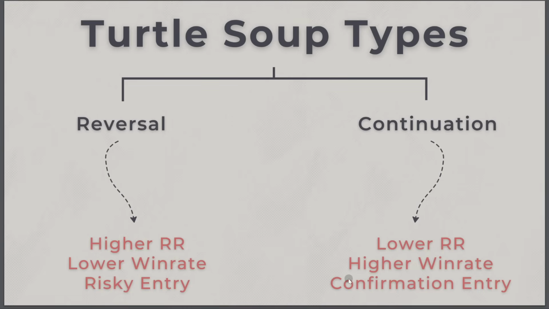So that's one of the mistakes. It has a higher win rate when dealing with continuation, and it's actually a confirmation entry. So understanding those two types, and we're going to go over examples about those, it's really going to open a new way of understanding turtle soup just by understanding this.